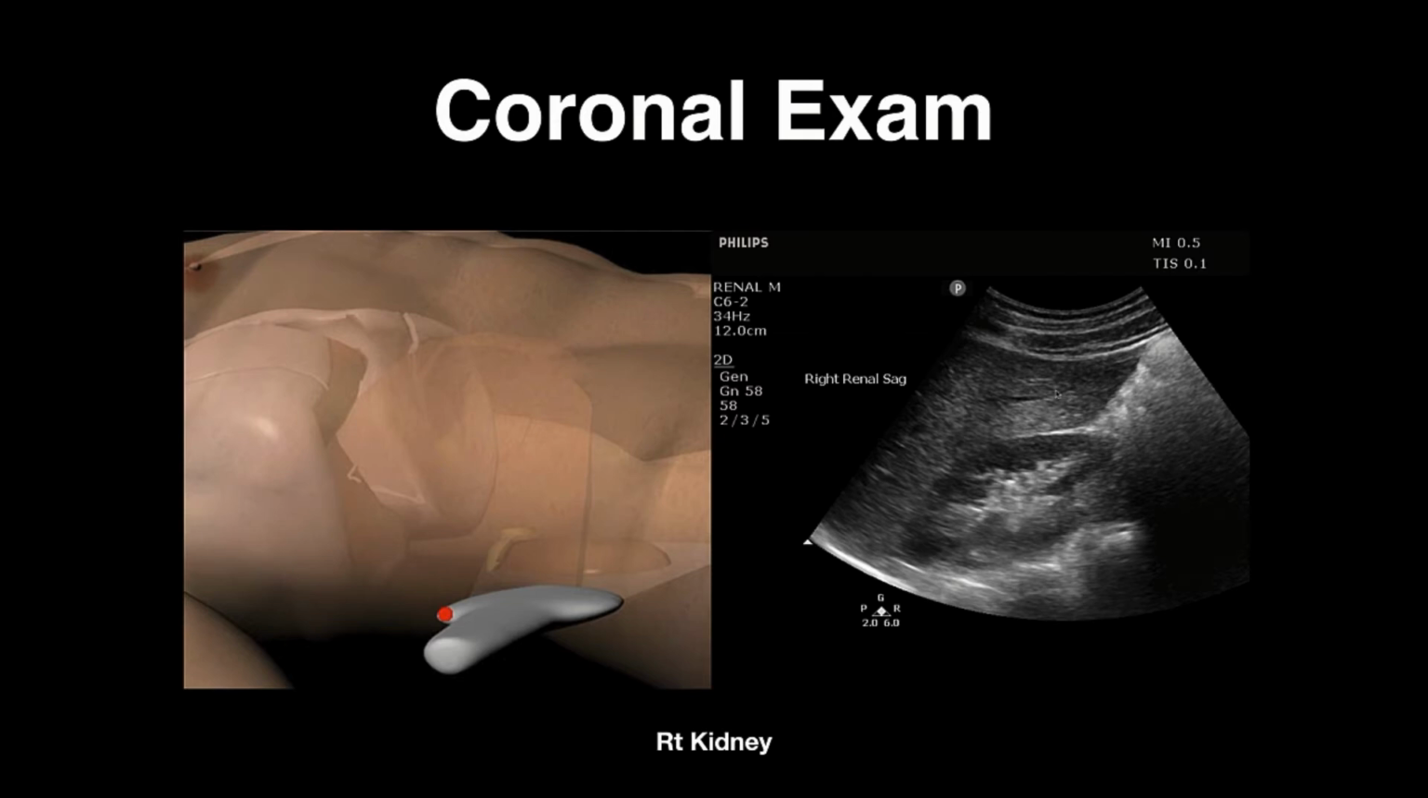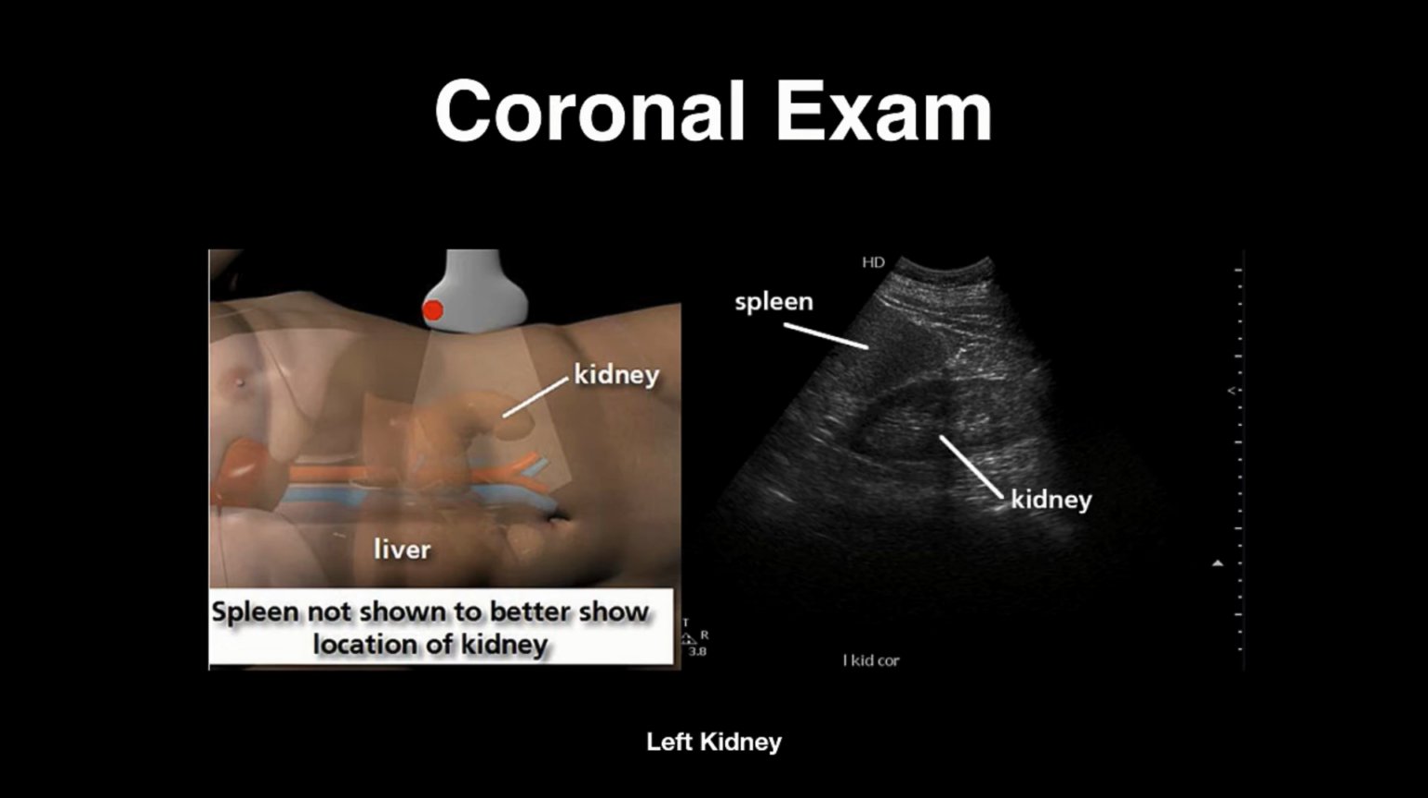So here we've got a coronal view on the right side, showing that we're going lateral to medial, and there's head to foot. Here's liver. Here's parenchyma. Here's pelvis. You can see that we've got the opening of the renal pelvis. So this is a good window to rule out hydronephrosis.